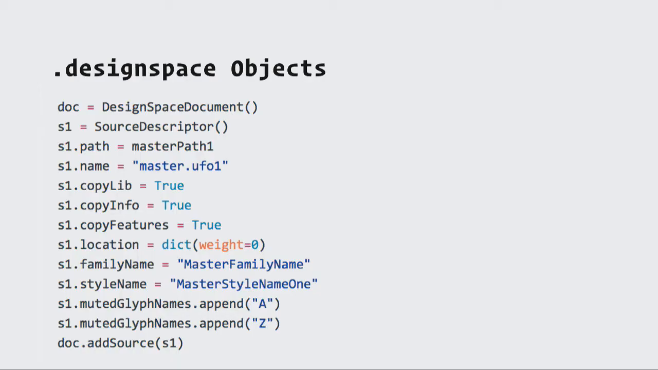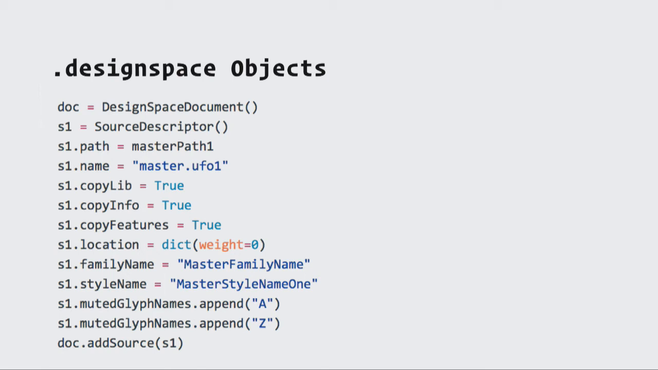Source descriptor is sort of a similar thing. It has a path pointing to a file on disk. It has a name that is optional if you want to refer to this source in some other context. It's useful to have a unique name for it. And there's a bunch of interesting flags, copy lib, copy info, copy features, and I think there's one more that's all in there.